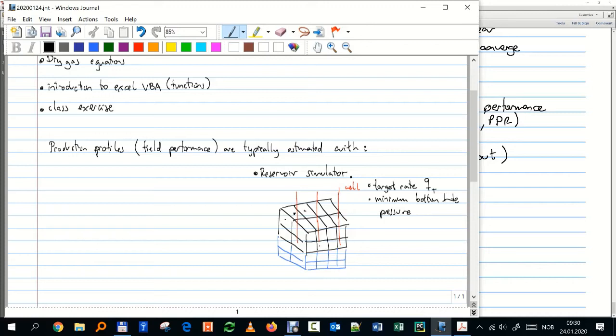So the simulator first will try to produce that rate. Actually we will see it operates slightly differently, but if I cannot produce that rate, I switch to this minimum bottom hole pressure. I operate at a constant bottom hole pressure. But the simulator will first try to produce this target rate, and if I can produce it, it's fine. If not, then change to minimum pressure, which is typically bottom hole pressure.